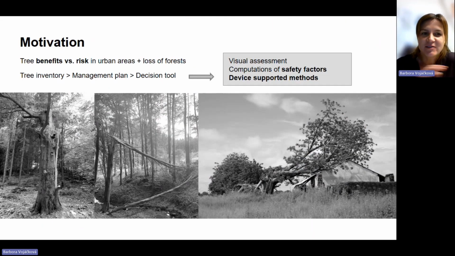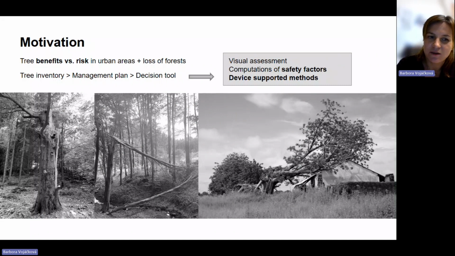At first, I would like to talk about our motivation, which is probably clear for everybody who is here. We all know that the tree brings lots of benefits in the urban areas, but at the same time, it can be a risk because of the safety necessary in the cities and so on.